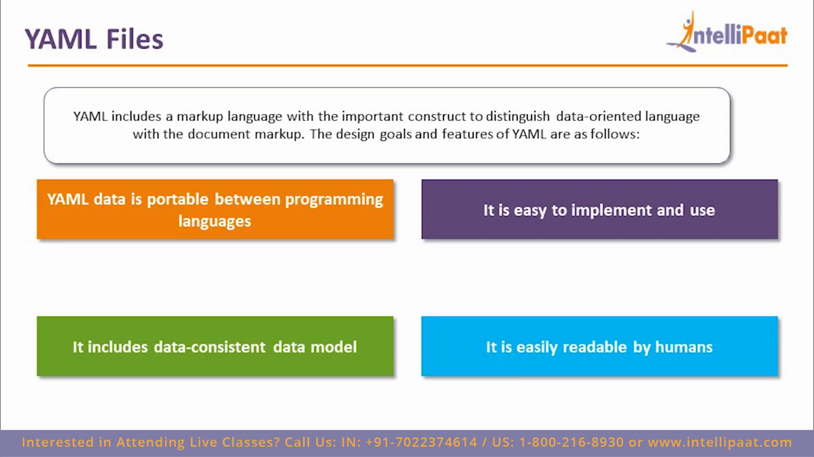Now YAML includes important constructs to distinguish a data-oriented language from a document markup language. The design goals and features of YAML are very straightforward. YAML data is portable between programming languages, so you can take a YAML file from here to there. It is basically a subset of JSON. It is mostly used for giving out configurations and information related to configurations. So it is very portable information that you can pass on between different programming languages.